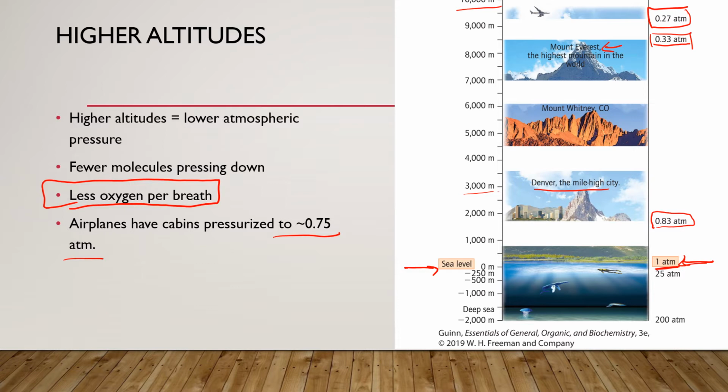Our ears notice the change in pressure as the plane ascends to cruising altitudes because the air behind the eardrum is at higher pressure than the external pressure of the cabin. So the eardrum bulges outward and eventually the pressure inside the ear is equalized to the lower cabin pressure, and that's when the ears pop.